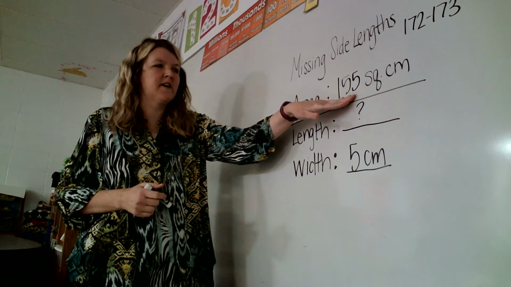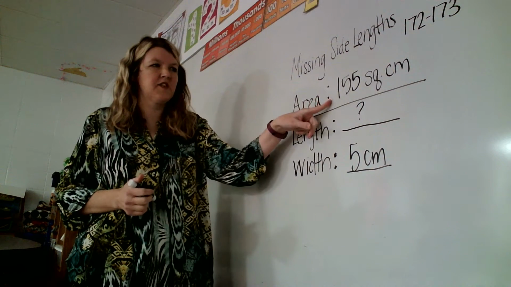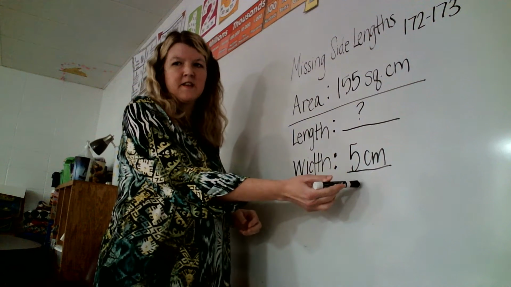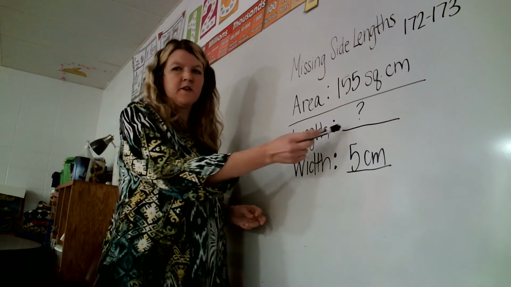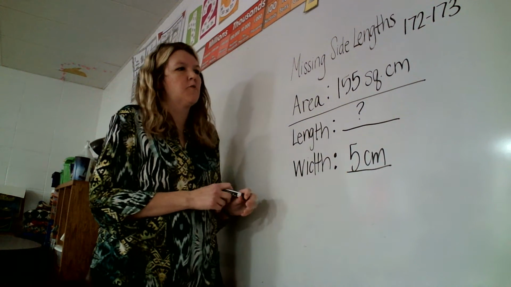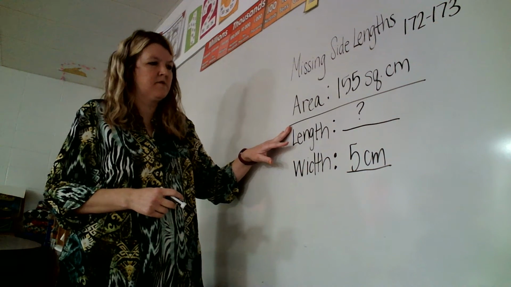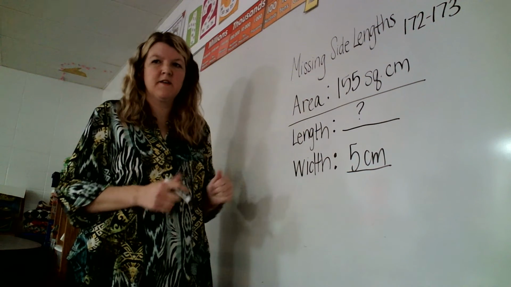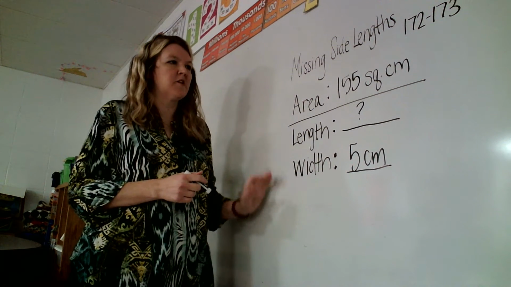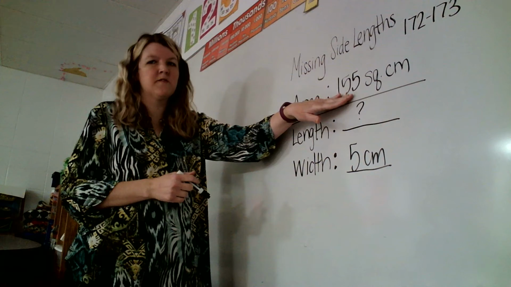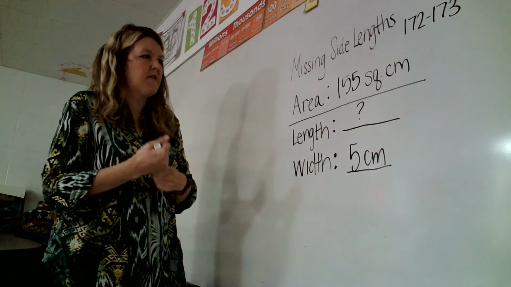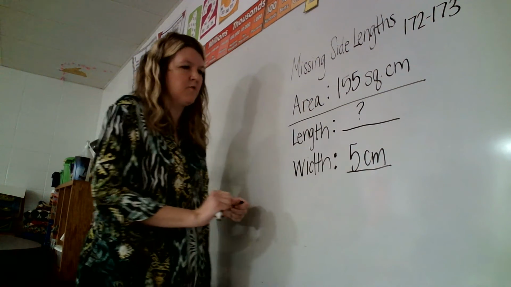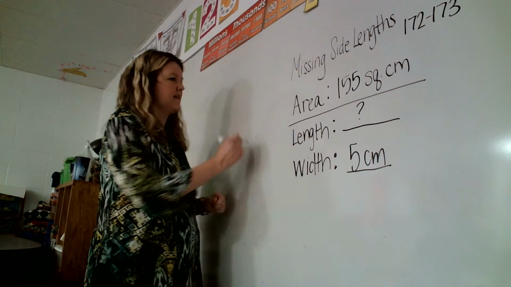So they've already given us the area of 155 square centimeters. And then they've given us the width of 5 centimeters. So what we're trying to figure out is the length. We can do that given this information, because we know that we need to multiply something times 5 to get 155. So we have been working on division, and so we can actually use division to help us with this. If I do 155, the area, divided by the width, 5 centimeters, that'll give me the length.